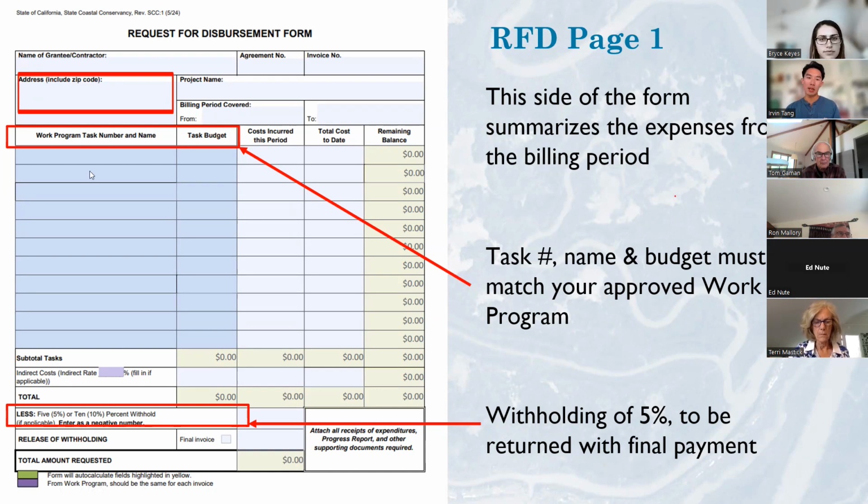And finally, on the bottom of the page, I want to highlight that there's a 5% withholding that will be calculated and taken from each RFD that is submitted. So this is just a funding withholding that we will deduct from each payment that will be returned at the end of your grant on your final invoice.